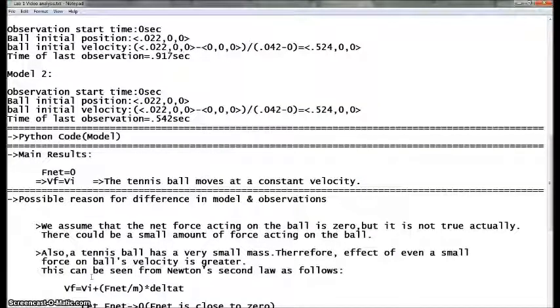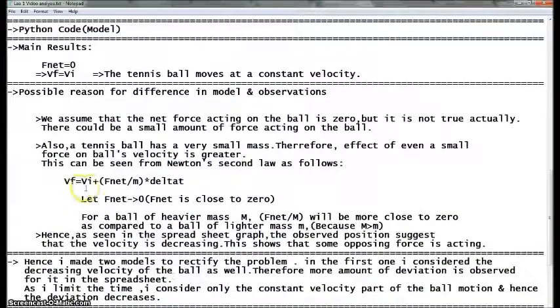Let me first tell you the possible reason for the difference in model and the observations. The first one could be that we assume that the net force acting on the ball is 0, but it is not true actually. There could be a small amount of force acting on the ball. Also, a tennis ball has a very small mass, therefore the effect of even a small force on the ball's velocity is greater. This can be seen from Newton's second law as follows: Vf equals Vi plus Fnet by m times delta t. Now let Fnet approach 0. A heavier ball will make Fnet by m even smaller and therefore closer to 0.